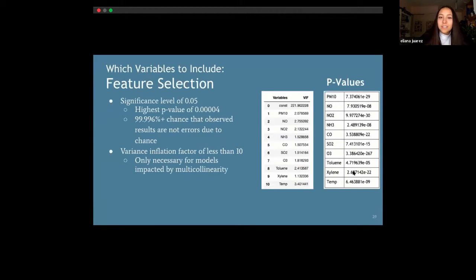Next came feature selection. Now, this is not done at one single point in the project. We were constantly refining and going over which variables we were using, depending on what step of the project we were on. But throughout the whole process, we used a significance level of 0.05, and the highest p-value we ended up working with was 0.00004. This means that there was a 99.996% chance or higher, at least, that the observed results are not simply errors due to chance. We also looked at a variance inflation factor of less than 10. However, this is only necessary for models that were impacted by multicollinearity.